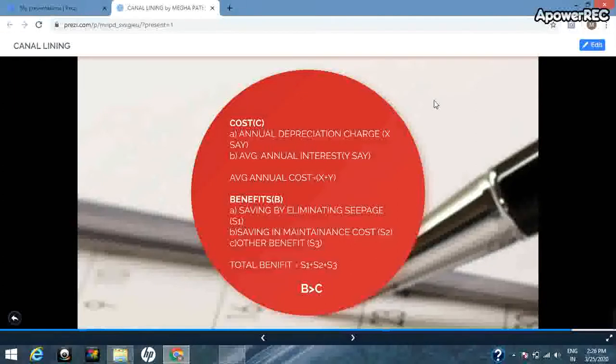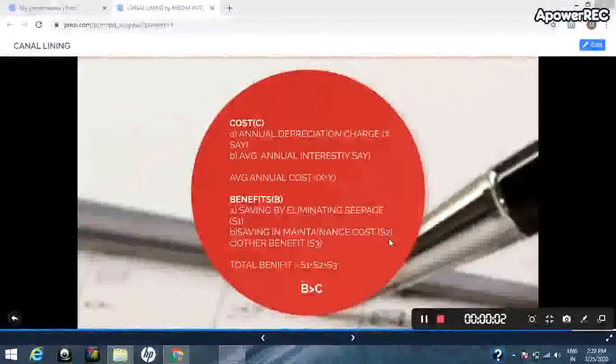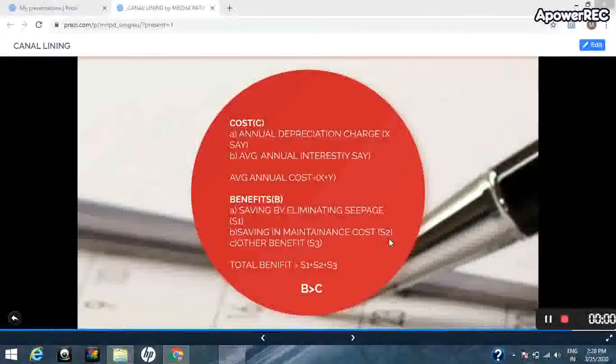What would be the benefits? As we know the disadvantages of not providing lining, what are the advantages which we get from providing canal lining? First of all, we would eliminate the seepage cost. The amount of water that would get lost when lining is not provided, we are saving that amount of water by providing canal lining. So the saving which we get by eliminating seepage is S1, and we would also save certain maintenance costs. The saving in maintenance cost is, for example, S2.